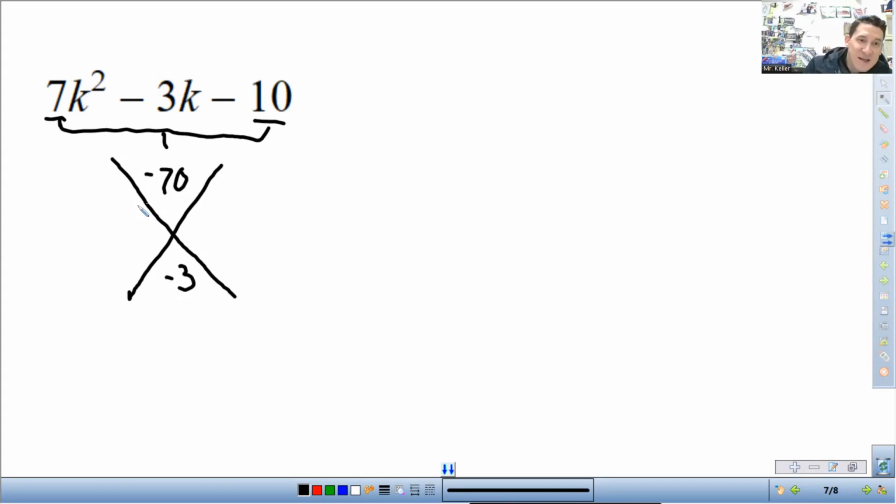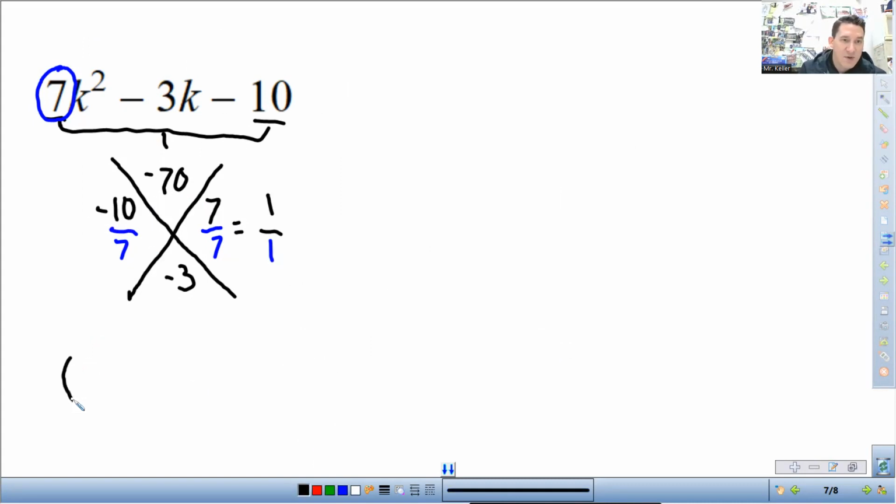Factor negative 70 that adds to negative 3. That's going to be a negative 10 and a positive 7. Since I multiplied by the first number to get the top, I have to divide that first number back out. So I'm going to divide the sides each by 7 and then reduce. 7 over 7 reduces to 1 over 1. Negative 10 over 7 does not reduce, so we leave it like that.